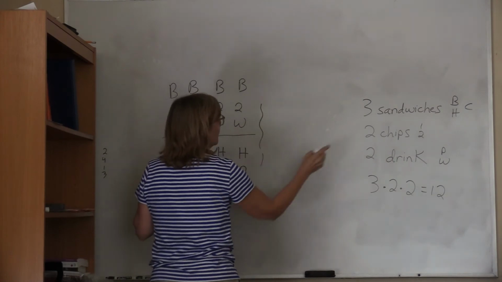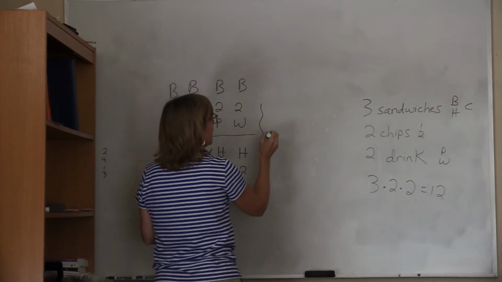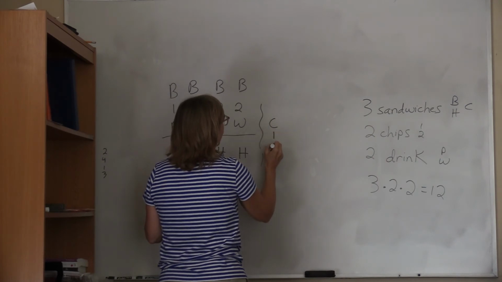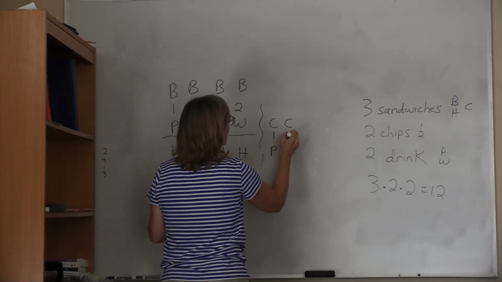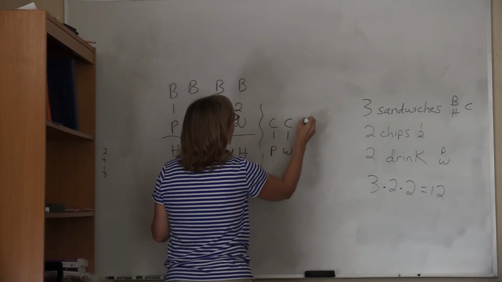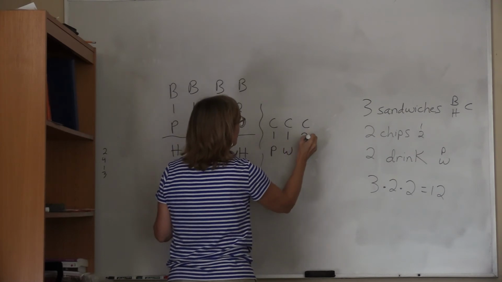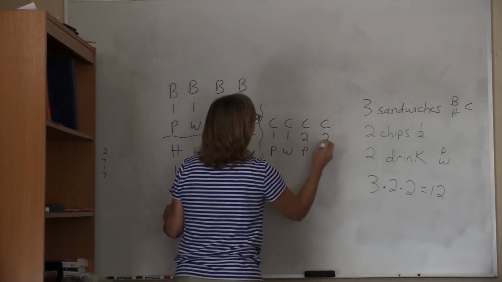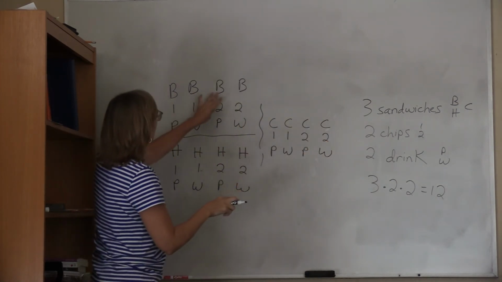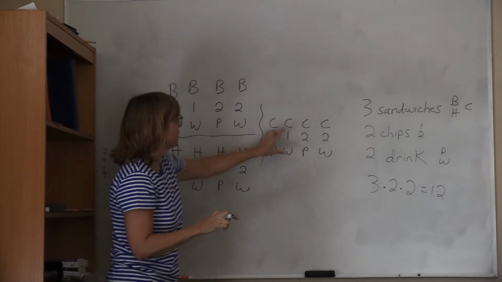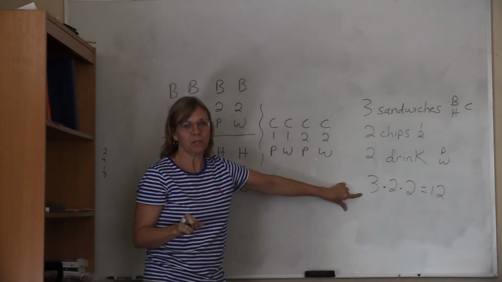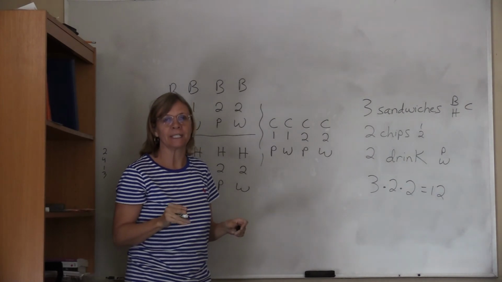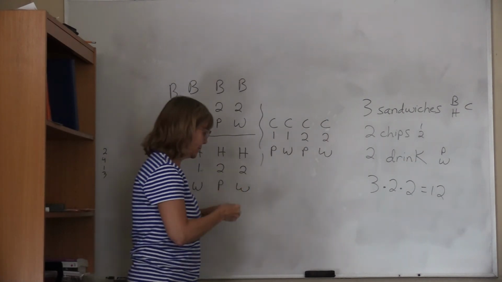All right, let's do it with my chicken sandwich. I could have chicken, chip 1, and pop. I could have chicken, chip 1, and water. I could have chicken, chip 2, and pop. I could have chicken, chip 2, and water. So 4 more. So 4, 8, 12. So see, it really does work out. But all I need to do is just multiply my different options, and that will give me my answer.